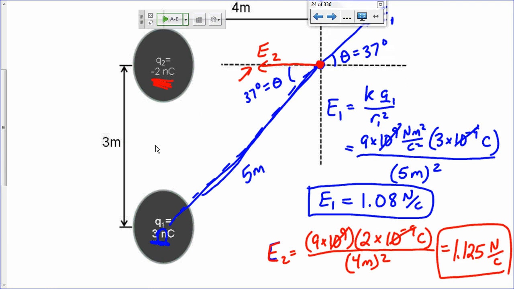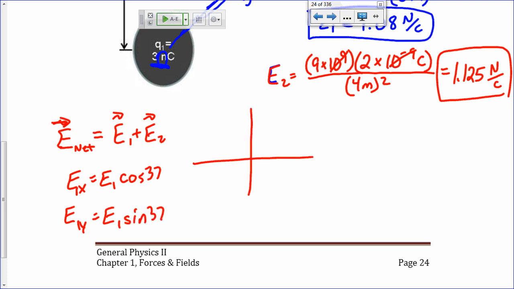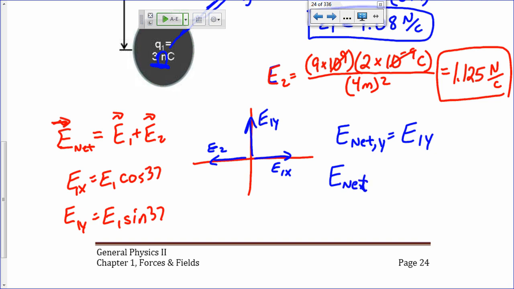So in the course of that, I have to find the x and y components of E1. E1x is going to equal E1 cosine of 37. E1y is E1 sine of 37. Did I draw them on my free body diagram, they look like this. Let's see, E2 was to the left. And then the y component of my net electric field will equal E1y, whatever that value is. And the x component of my net electric field will equal E1x minus E2.